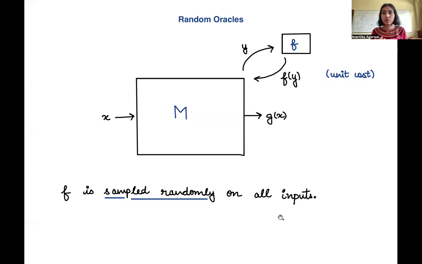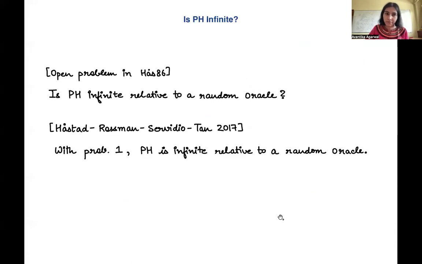So now with this unstructured oracle, what can we say? This was an open problem in Håstad's work in 1986, whether PH is infinite relative to a random oracle. And it was resolved relatively recently in 2017 by Håstad, Rossman, Servedio, and Tan, who showed that with probability 1, PH is infinite relative to a random oracle.